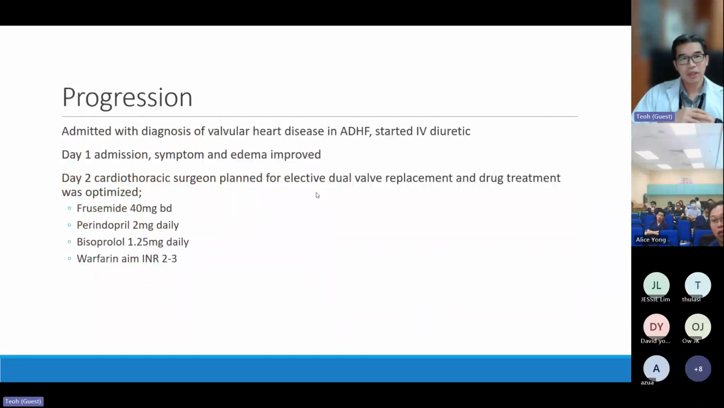So as usual, after admitting to the hospital, we diagnose valvular heart disease with heart failure. Started with IV diuretic. Day 1 of admission, symptoms and edema improve, patient feels better. And day 2, refer to the surgeons. The surgeon saw him and planned for elective dual valve replacement. The drug treatment was optimized during that time with furosemide 40 mg BD oral, perindopril 2, bisoprolol 1.25, and warfarin for the atrial fibrillation with an INR of 2 to 3. So everything looks good at this point.